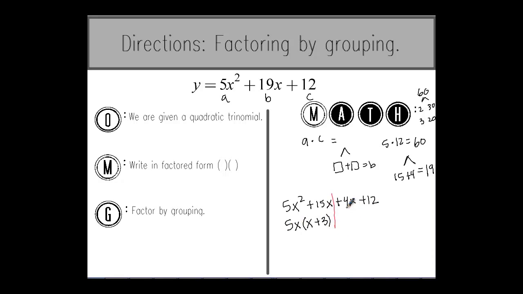Then on this side, I can factor a 4 out of 4x and 12. 4x divided by 4 leaves me with x. 12 divided by 4 leaves me with 3. Again, I need my parentheses to match, which these do match. So I write down x plus 3 as the factor that matches, and 5x plus 4 is what I had after I factored out. So I've written my answer in factored form in my parentheses, so this problem is finished as well.